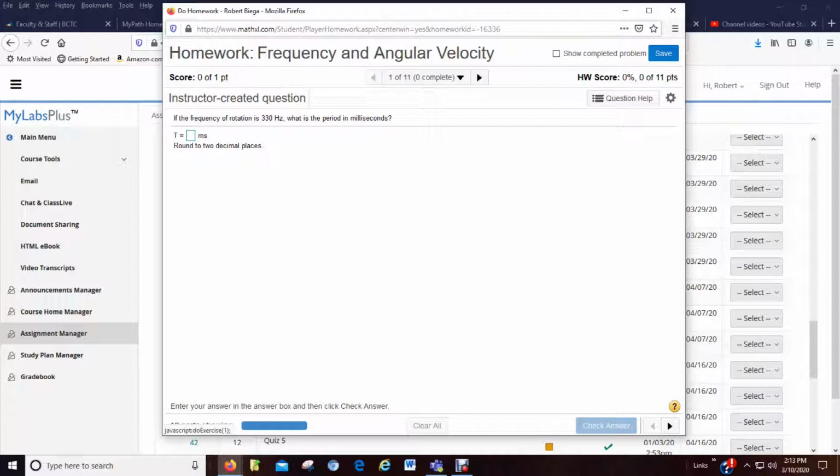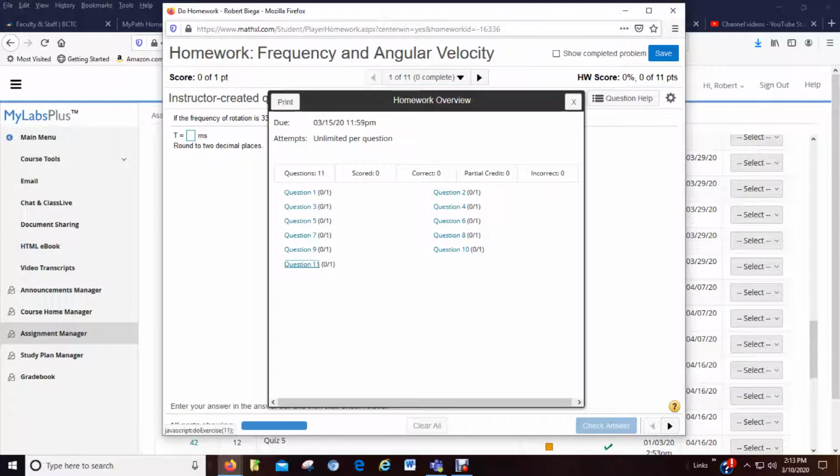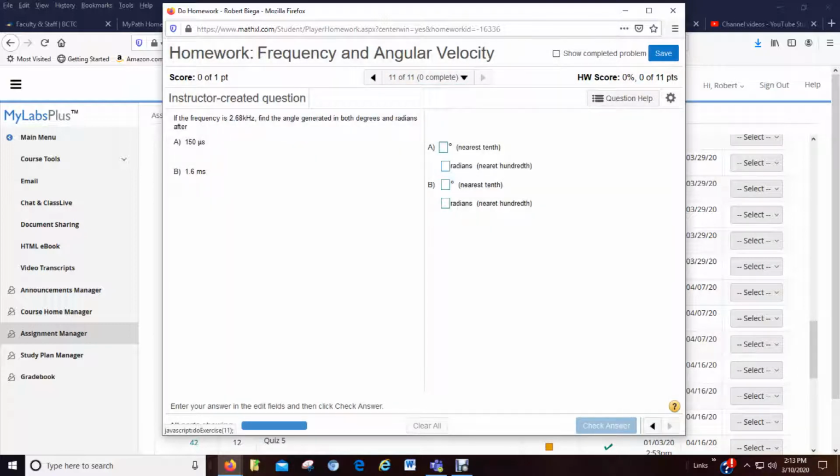That's different than angular velocity. So make sure you're using the correct formula. Okay. Everything's all great, formulas, but if you don't know which one to use, it's a problem.